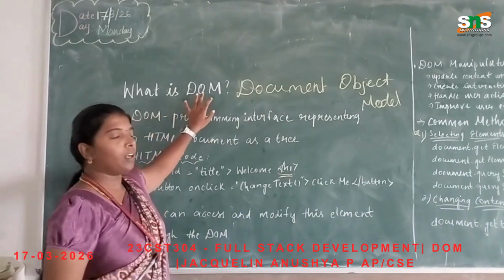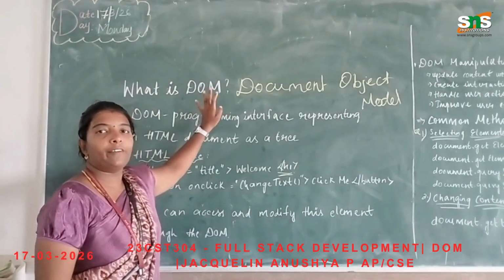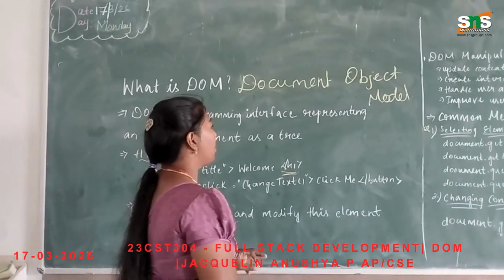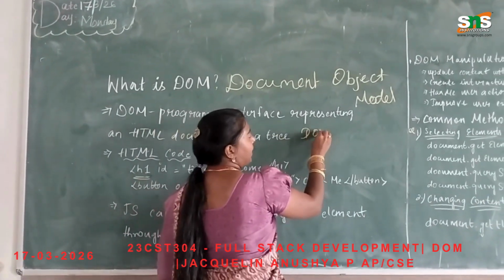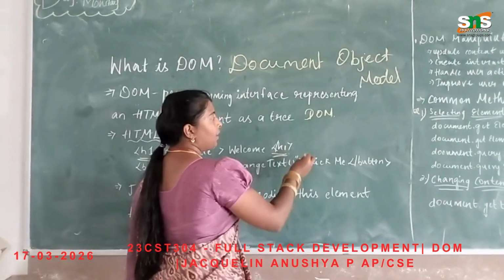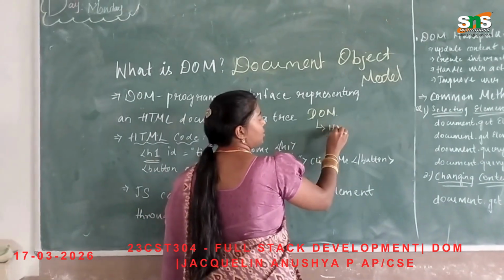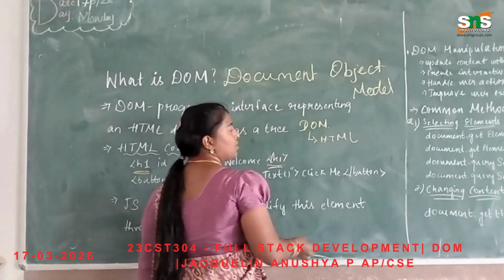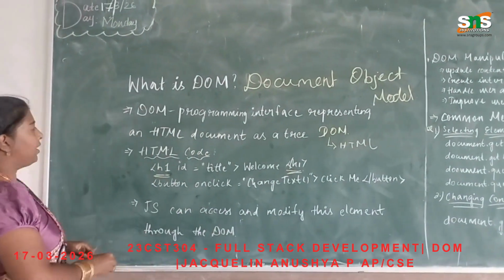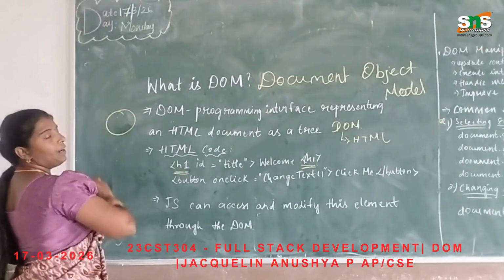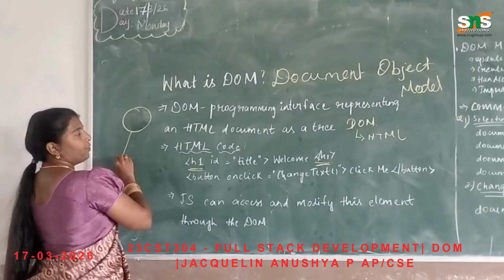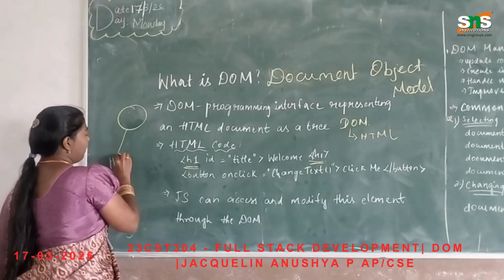In this Document Object Model, we follow a hierarchical tree structure. First we will take the DOM as the main tree structure, and after that, we will take HTML. This HTML will be a node. For example, this DOM is a parent node. After this parent node, there will be a sub node, which is called your HTML.